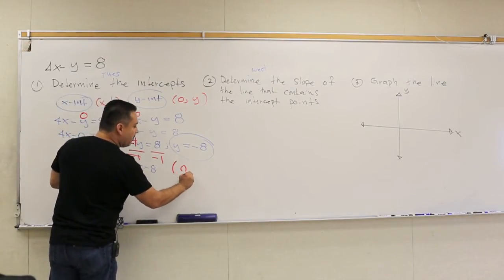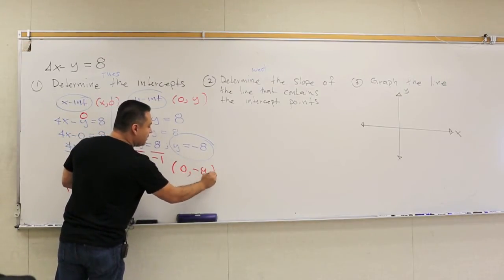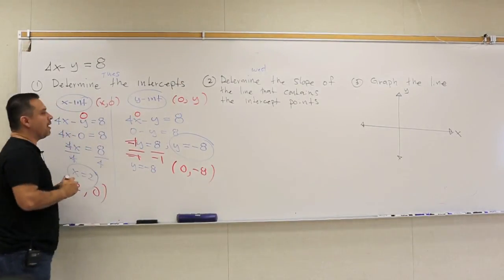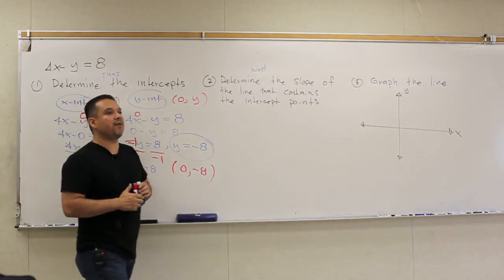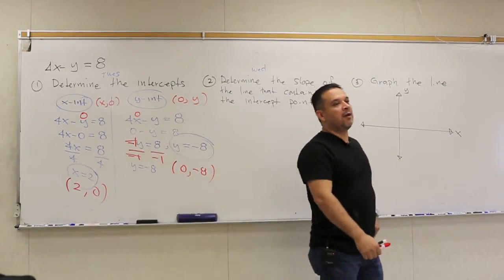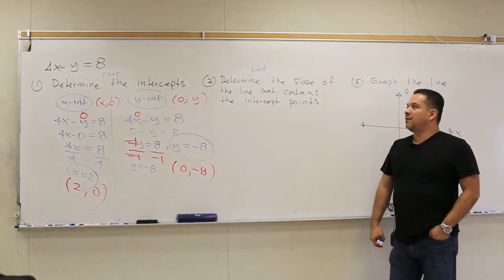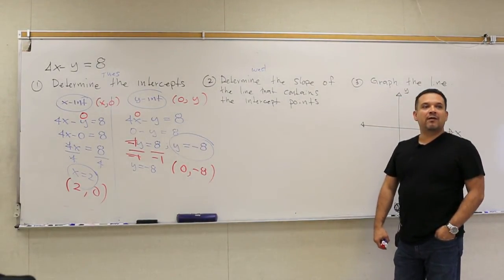Okay, so let's remember. x is 0, y is negative 8. This is your y-intercept. Okay, you guys okay with that? That was on Tuesday. Those are your intercepts.